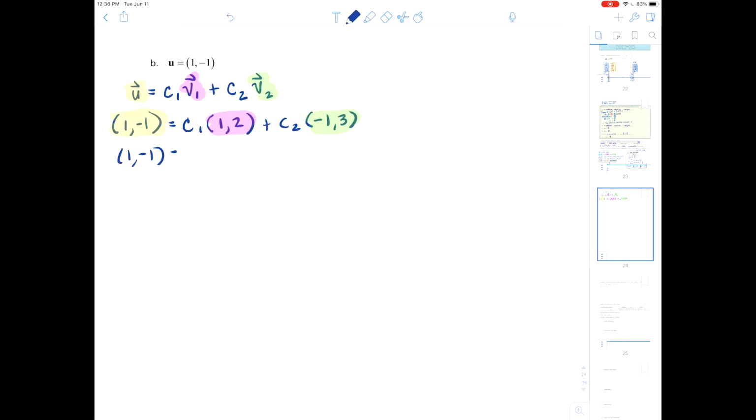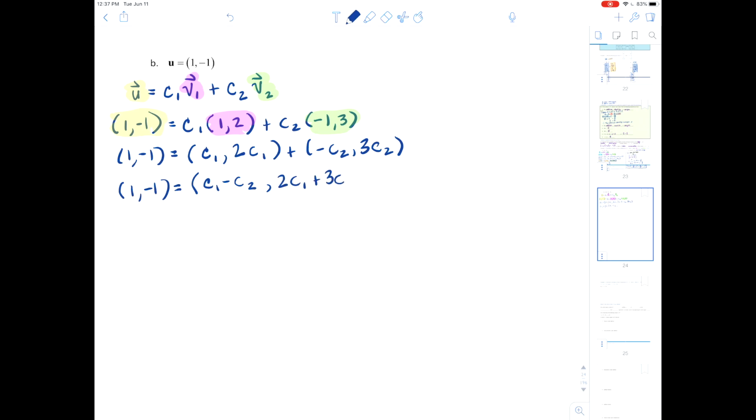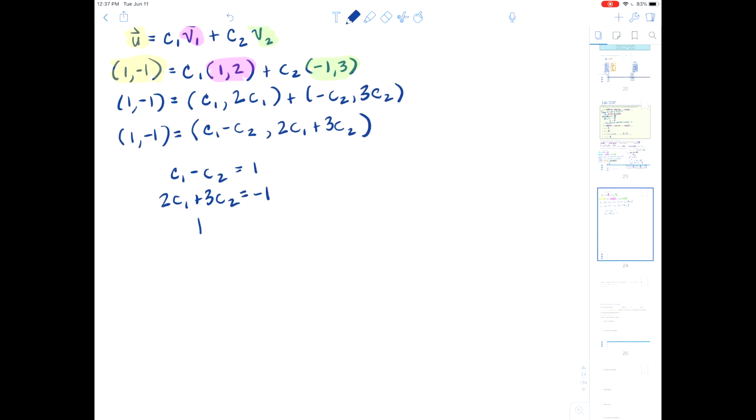We can write 1, -1 as, writing as one happy vector, c1 minus c2 comma 2c1 plus 3c2. So the right-hand side is the same. Equating, we have c1 minus c2 has to be equal to 1, and 2c1 plus 3c2 has to be equal to negative 1. Cool? This corresponds to the matrix 1, negative 1, 1, and 2, 3, negative 1.